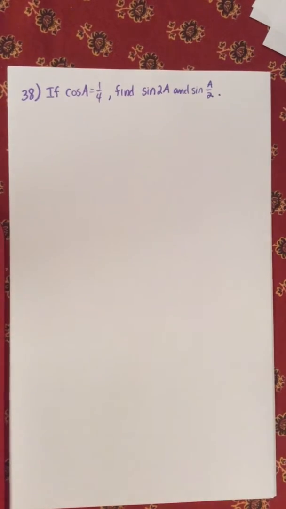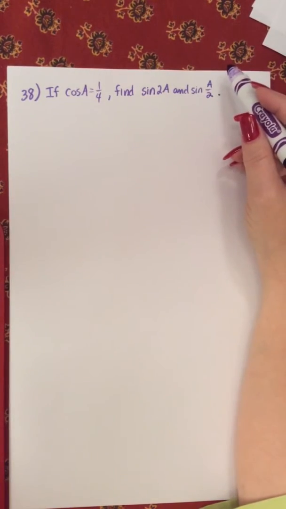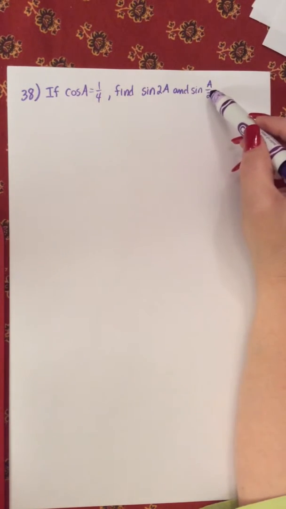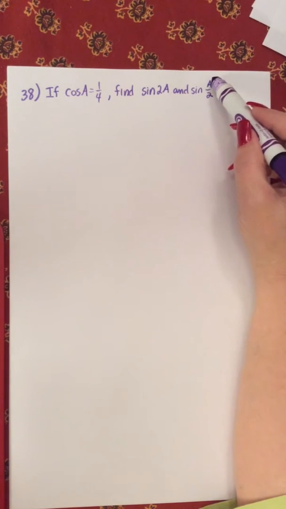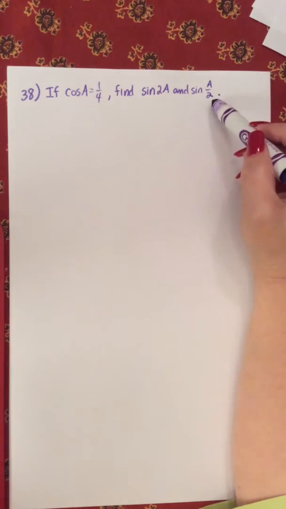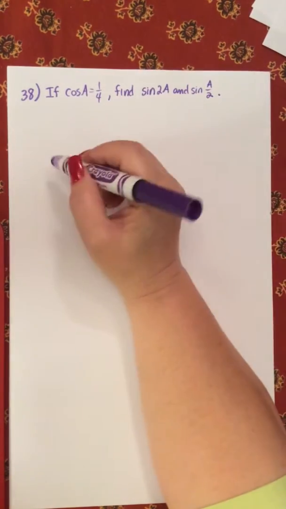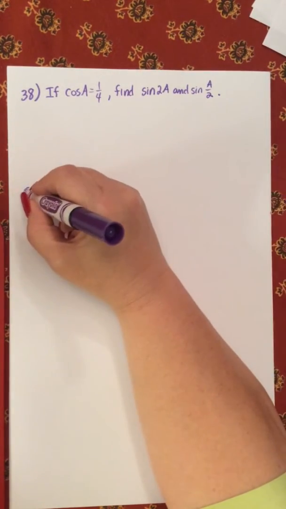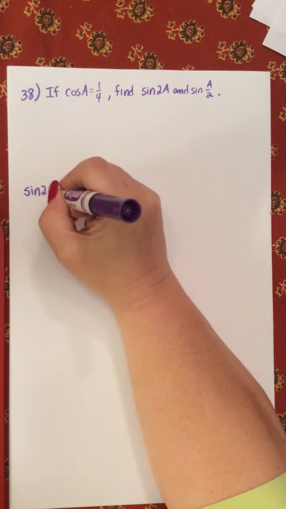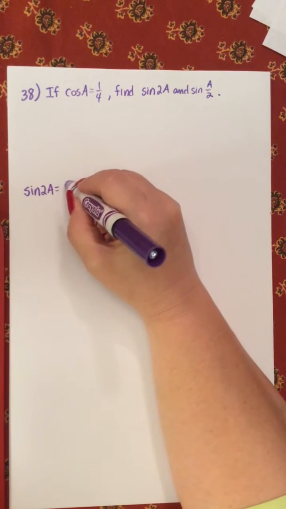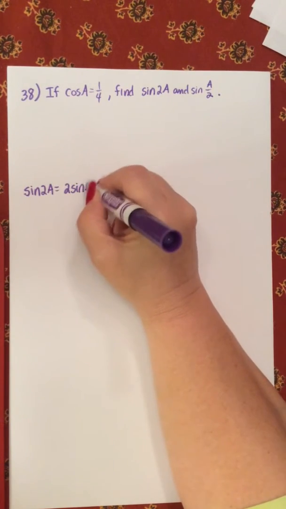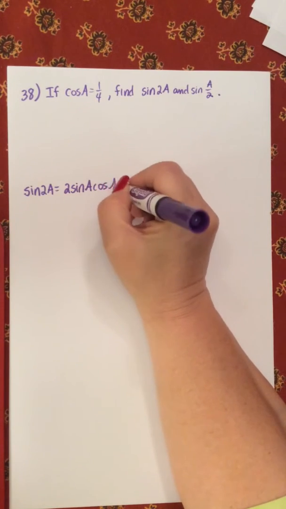All right, next we're going to work number 38. It says, if the cosine of a is 1/4, find the sine of 2a and the sine of a over 2, or the half angle formula for sine. All right, so to start with, I need the sine of 2a. Sine of 2a, there's only one formula, and it goes 2 times sine of a cosine of a.